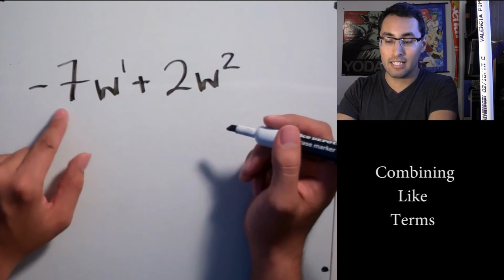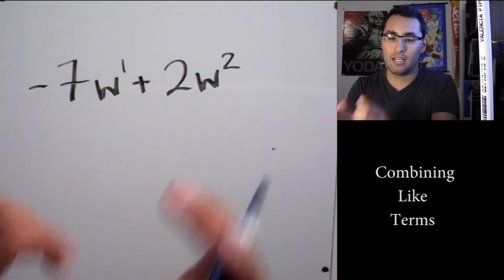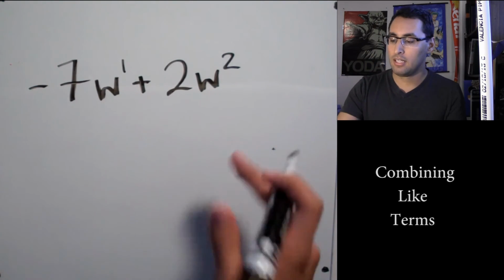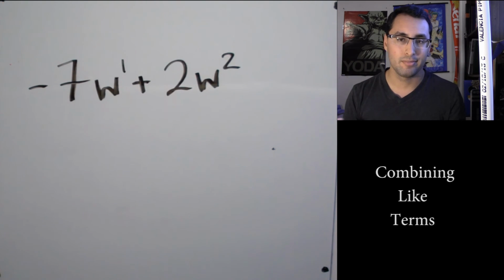So this would just stay negative 7w plus 2w squared. Right? It's saying of these w's, I got negative 7 over here. Of these w squares, I got 2 of them over here. Well, they cannot combine. And that's it.